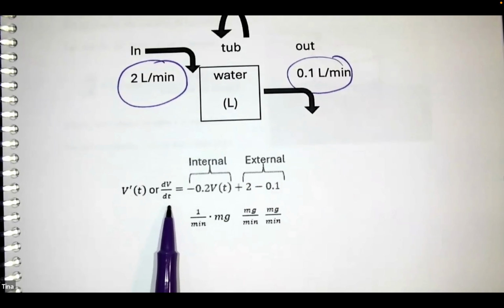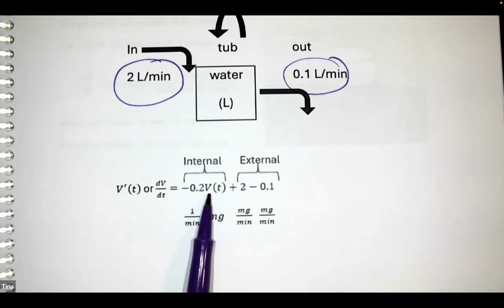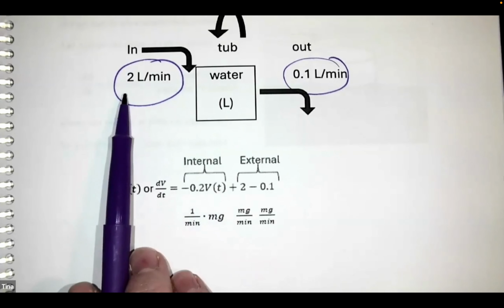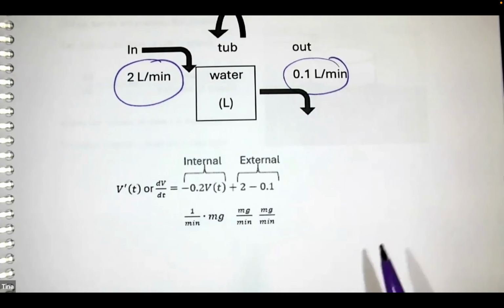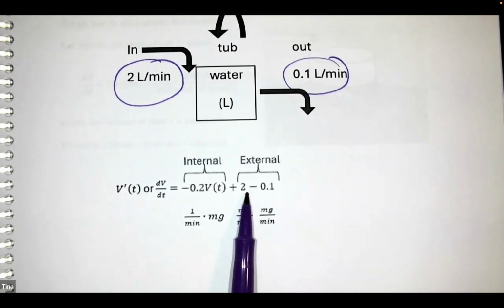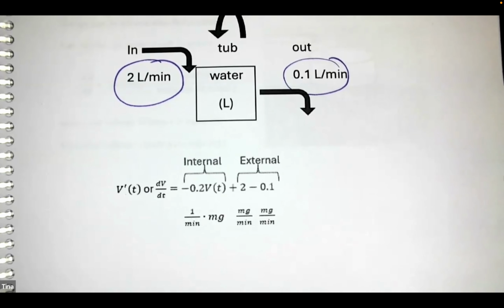So our dV by dt is going to be negative 0.2 times the volume, and then we're going to go in at 2 and then out at 0.1. So it's going to be plus 2 and minus 0.1, which we could technically simplify by adding them, right? Your units do all match.